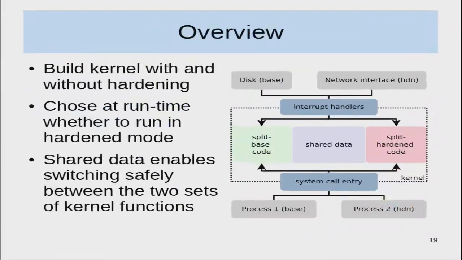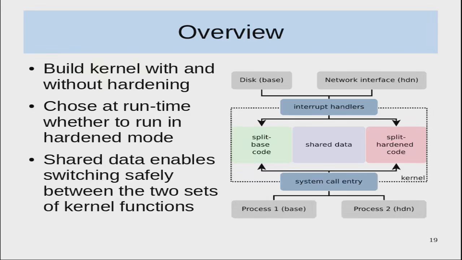On the left-hand side, we have what we call split-base code, code that is very close to the actual code that the kernel will normally be built with. And on the right-hand side, we have split-hardened code. That's code with added instrumentation and hardening checks, right? And they share the same data. So it's essentially one kernel in the sense that it's one trust domain, but we have two modes of execution.